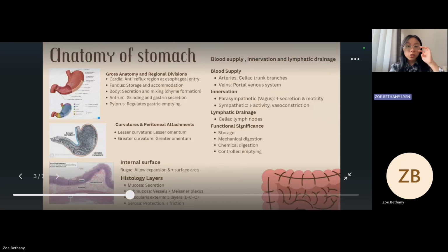Now moving on to the anatomy of the stomach. The stomach is a J-shaped hollow muscular organ located in the upper left quadrant of the abdomen, just beneath the diaphragm. It acts as a transitional organ between the esophagus and the duodenum. It has a capacity of approximately 1 to 2 liters in an adult.